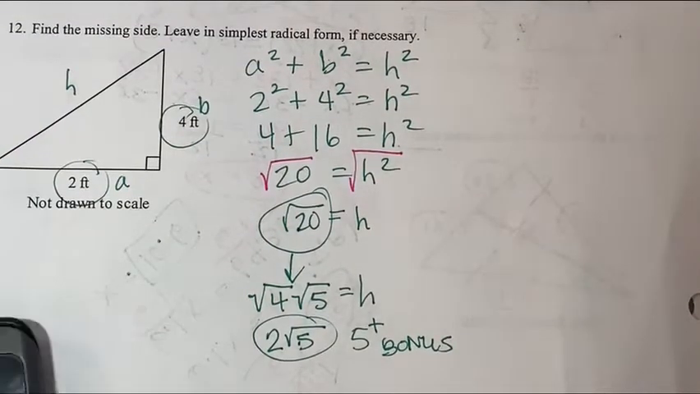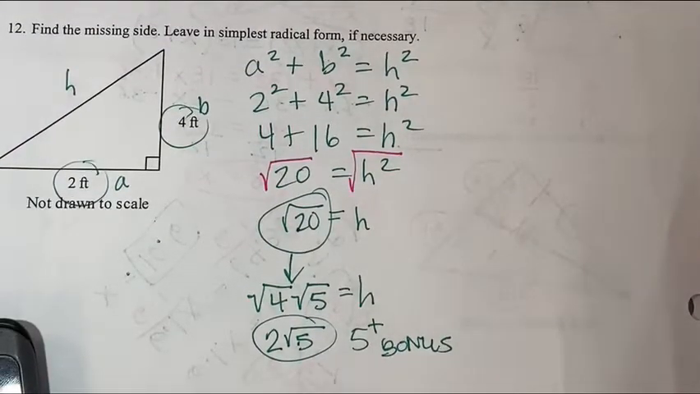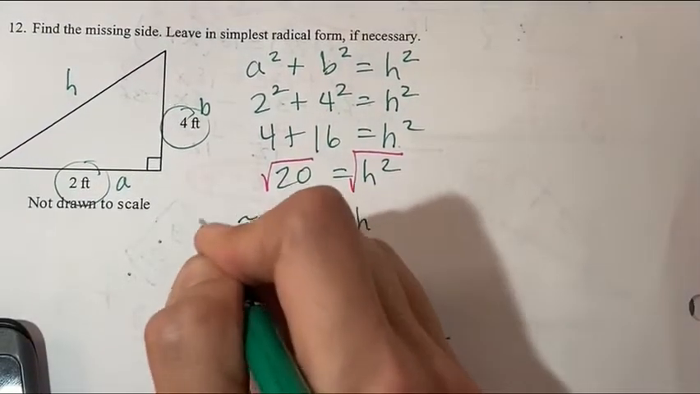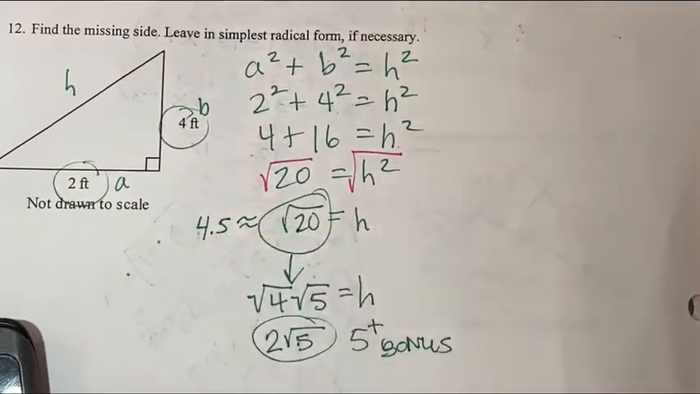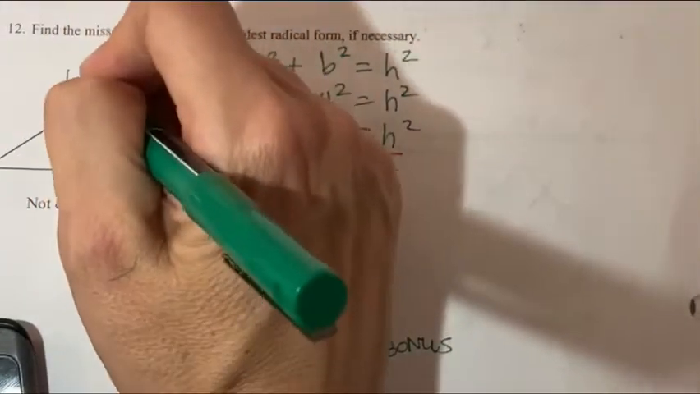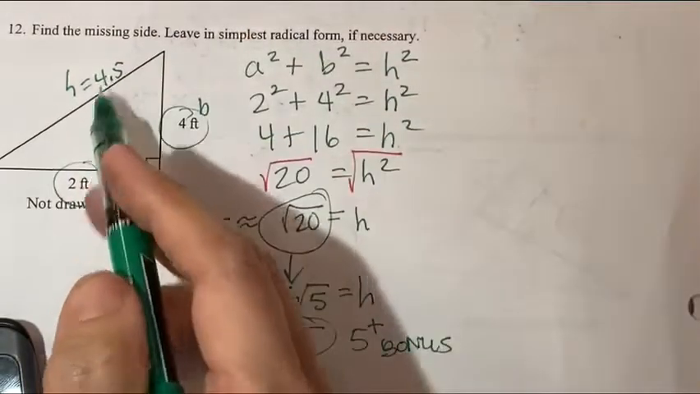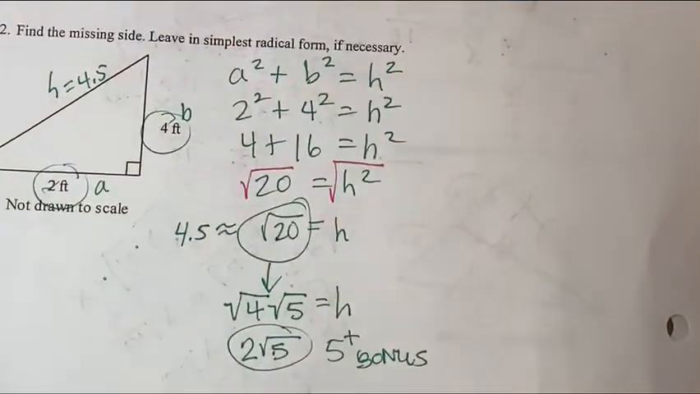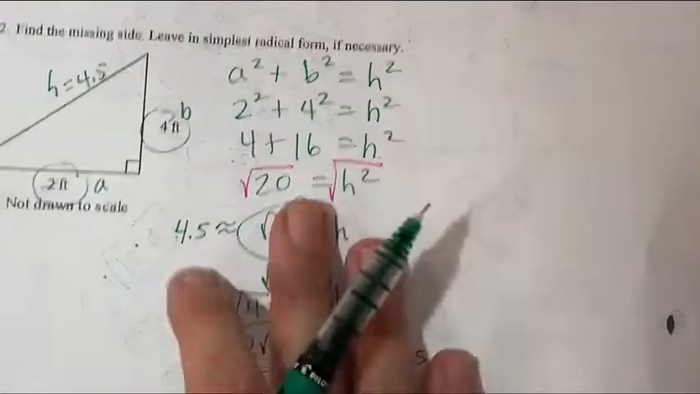Now, if you turn it into a decimal, that's okay too, no bonus, and that's good to do just to see if your answer made sense. So it's about 4.5, and if I plug that in, 4.5 is bigger than these other two, so that makes sense. That's a good answer. Okay, next one.